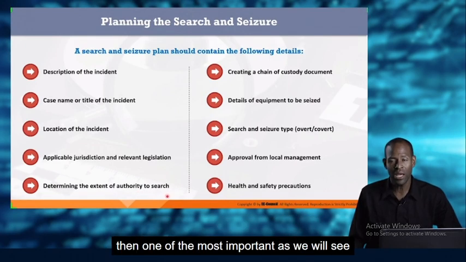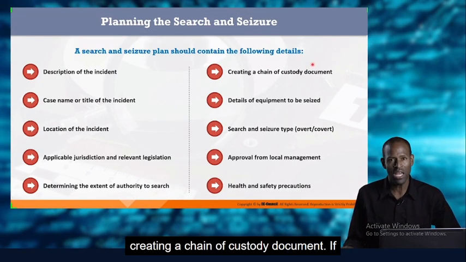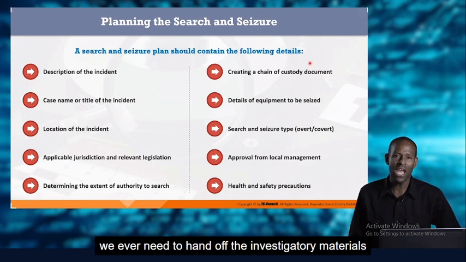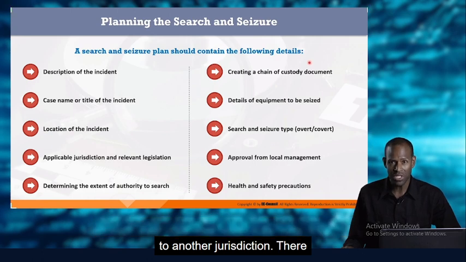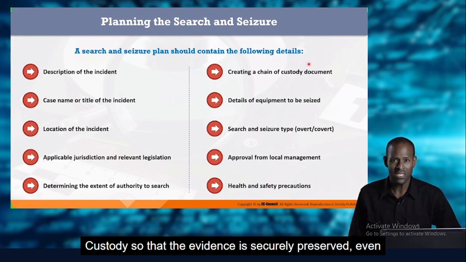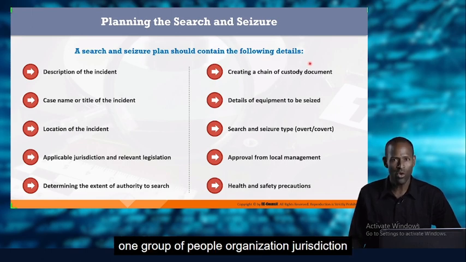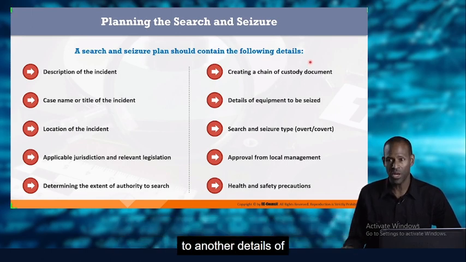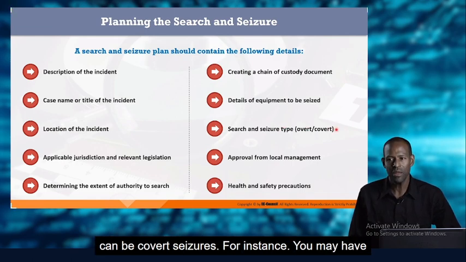And then one of the most important, as we'll see as we continue the forensic investigation, is creating a chain of custody document. If we ever need to hand off the investigatory materials to another jurisdiction, there will have to be chain of custody so that the evidence is securely preserved even as it gets transferred from one group of people, organization, jurisdiction to another. Details of what is seized: the search and seizure type. Was it overt or was it covert? Even in a corporate situation, there can be covert seizures.